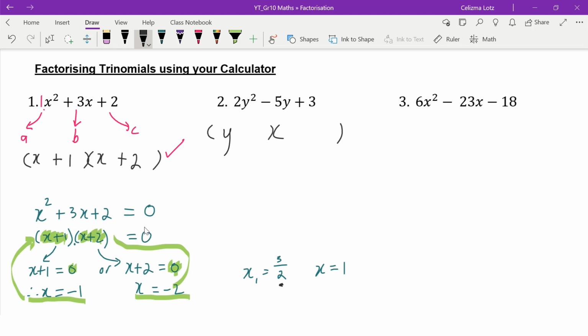We can't say, oh, so it's y minus 3/2 and y minus 1. No, that's not in its factored form. We can't have our fraction in there. So what are we going to do?